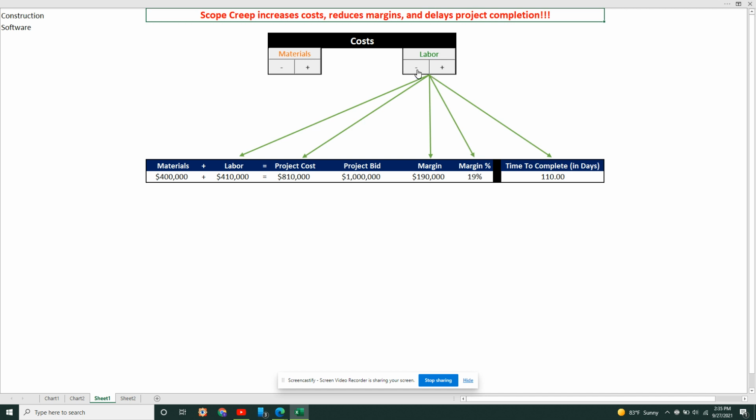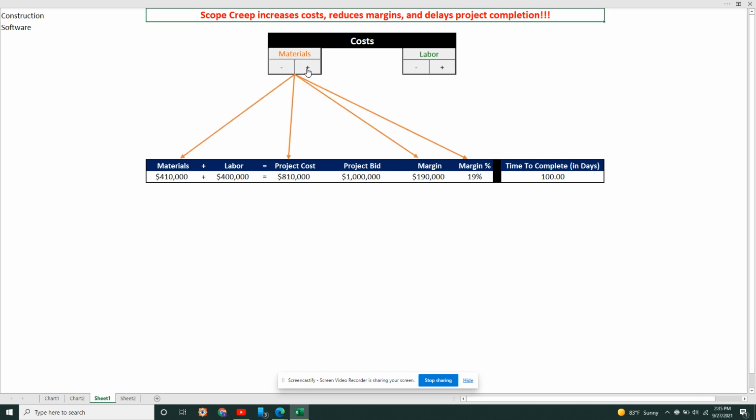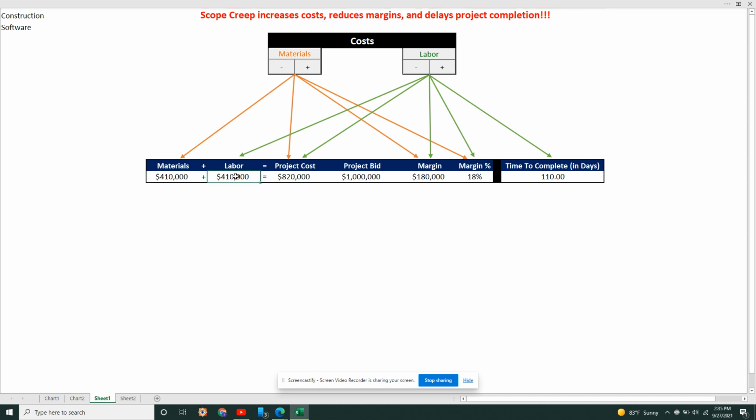Okay, so let's reset that and let's go talk about scope creep and how that would affect us. So in scope creep, we might incur additional materials and we might incur additional labor. So 10,000 on each, 10,000 additional labor and materials. Okay, that takes us to a project cost of $820,000, and it reduces our profit margin from $200,000 to $180,000. That means we have an 18% profit margin.